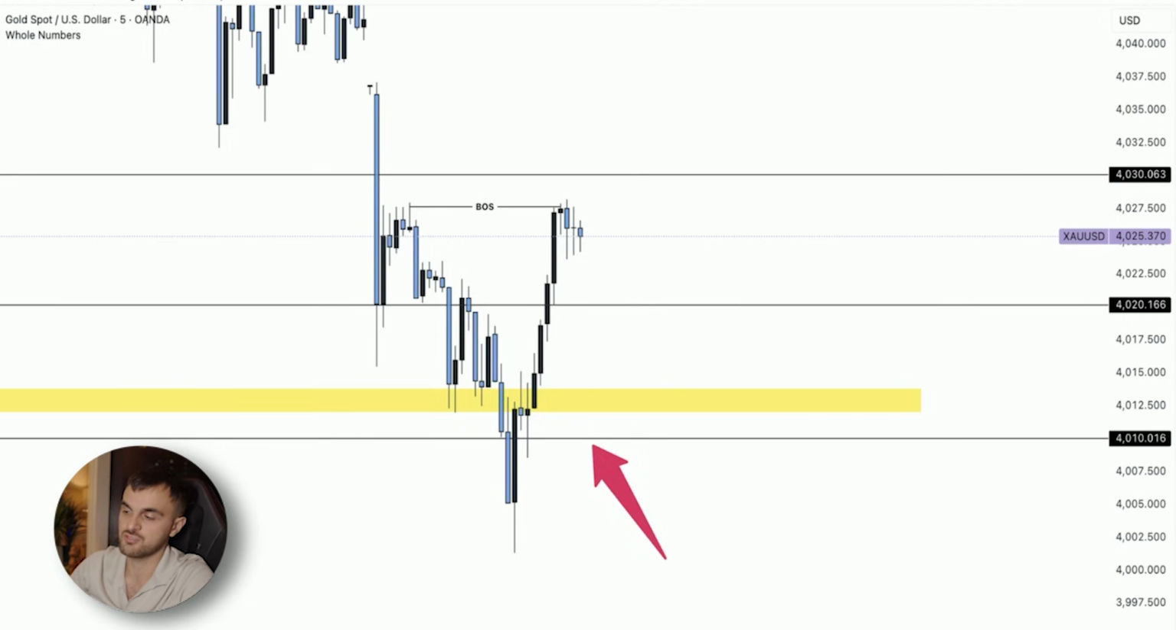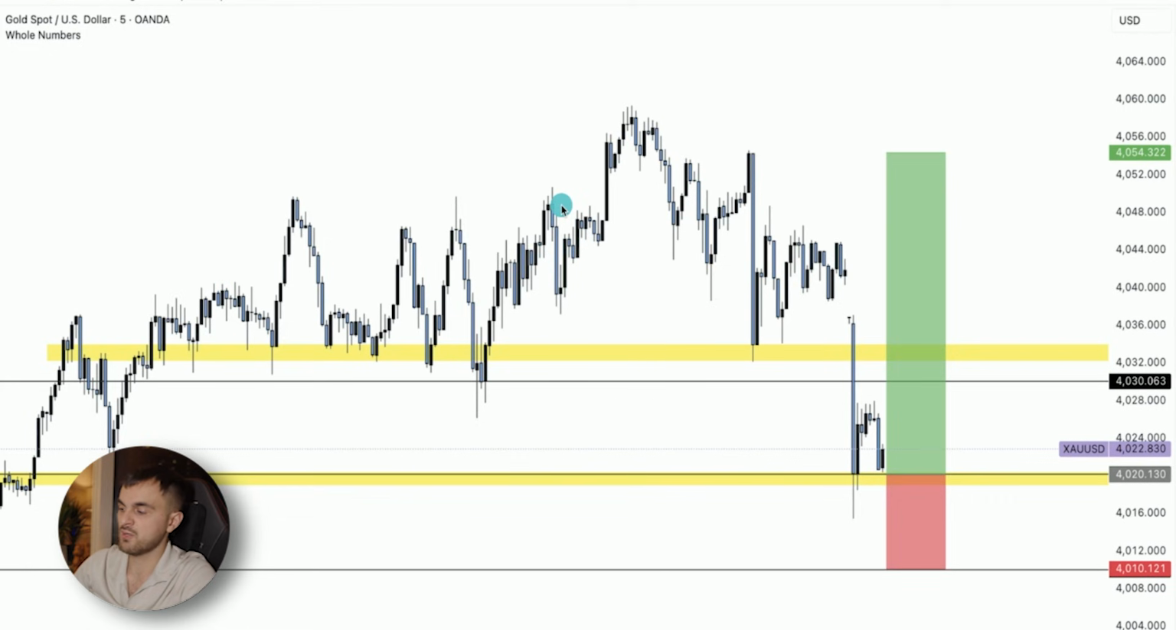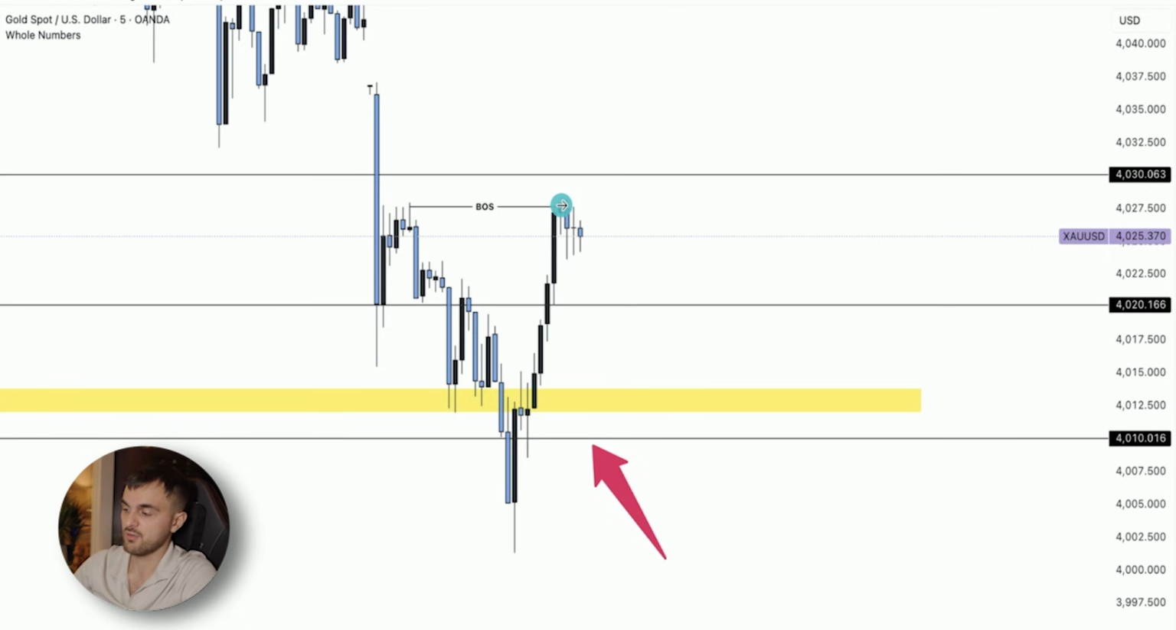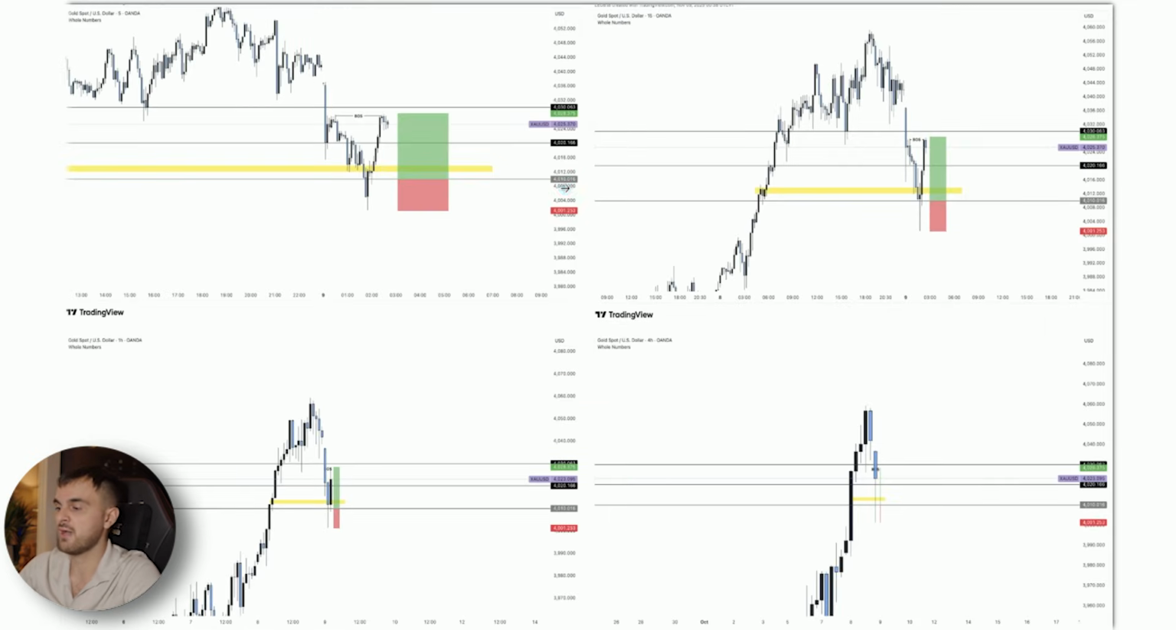A break of structure. As you can see, there was no break of structure here, right? Price is just coming down, right? Here, we have a break of structure. So now we have more of a trading opportunity, to say the least, because we already have an area where price has reacted and market structure has shifted.